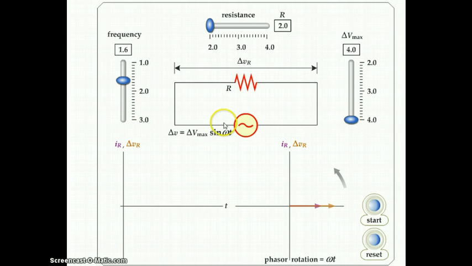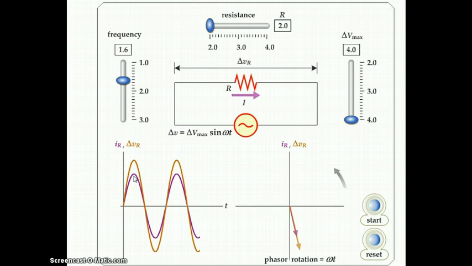Let's have a look at this animation where we have an AC voltage source and a single resistance. This type of circuit is referred to as a pure resistive circuit, where you have only resistance as the element. Now we are plotting a graph with respect to time for the voltage supplied as well as the current flowing to the resistance. When you start this animation, you can see 2 graphs, the orange one representing the voltage and the purple one representing the current.